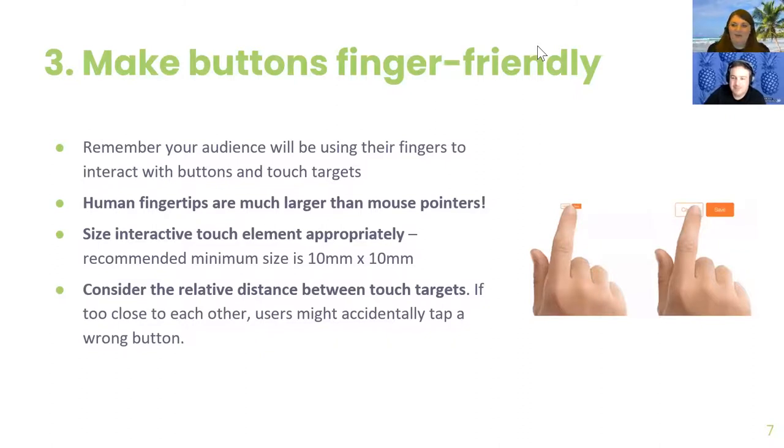accidentally hit the wrong one, because in this case here you've got a save and a cancel, and the last thing you want to do is cancel by mistake and not save. You don't want that splash damage of your thumb accidentally spilling over into the next button. Exactly.